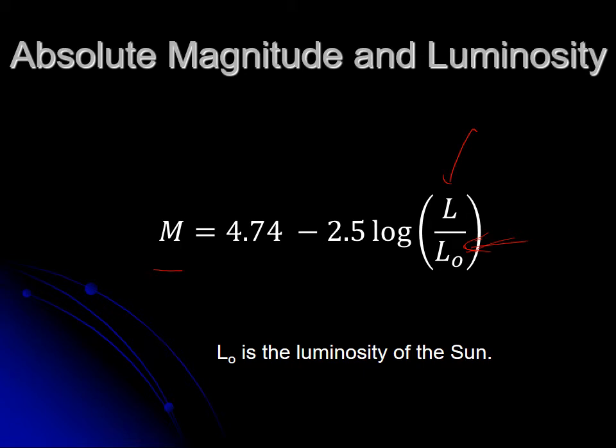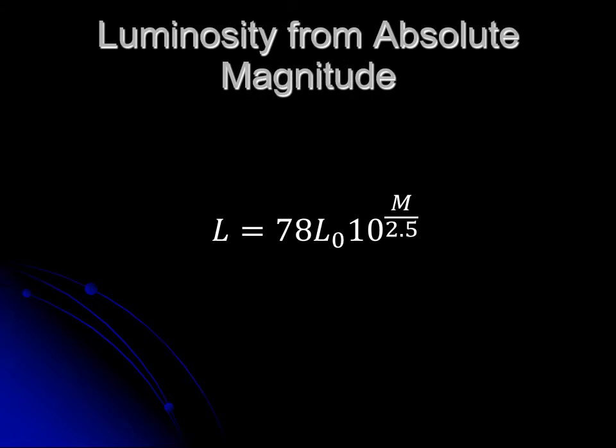Well, that means if you know a little bit of mathematics, you can work this thing backwards, so that if you know the absolute magnitude, because we can find the absolute magnitude if we know the apparent magnitude and the distance. We know the luminosity of the sun, so hey, it's an algebraic equation. We have one unknown, so we just solve for it. Okay, I'm not going to make you solve for that. This is the solution. And that is that the luminosity is equal to 78 times the luminosity of the sun times 10 raised to the exponent m over 2.5.